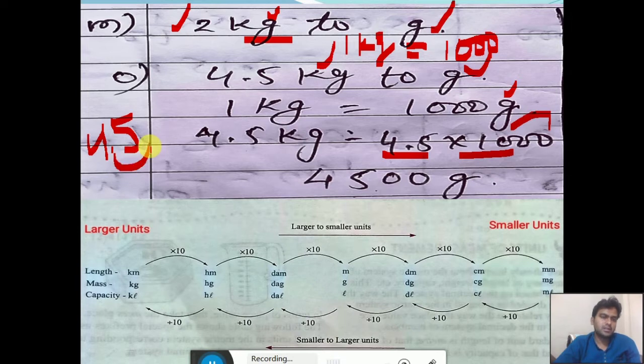So one place moved, no problem. Now the second place, when it moved, there is no number, so we will put a 0. So one place, two places moved. Now the third place, when it moves, there is no number, so we will put a 0 and then the decimal point. So after the 3 moves of the decimal point, we put the decimal point. So our answer: 4.5 kilogram is equal to 4500 gram.